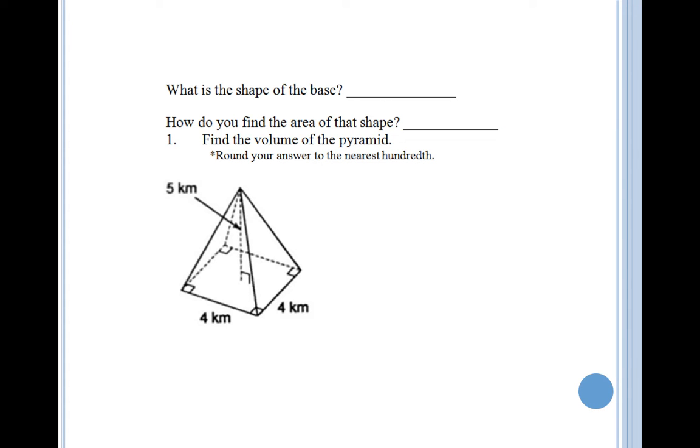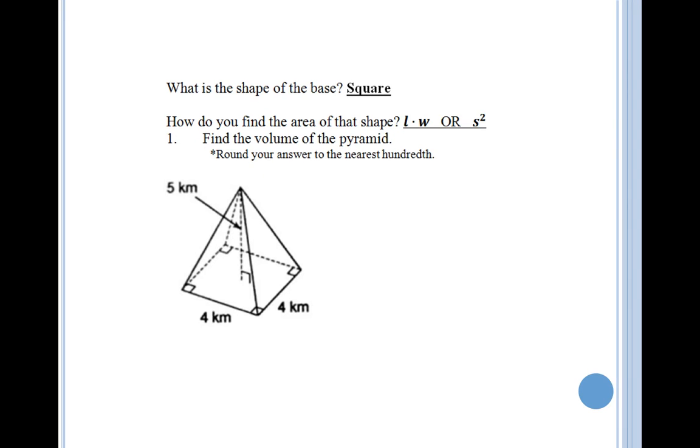So our first question: what's the shape of this base here? If I look, this is 4 kilometers, this is also 4 kilometers. They're the same. That means it's going to be a square. Well, how do you find the area of a square? There are two ways. There is either length times width, or it's something called side squared. Either one you want to use doesn't matter.